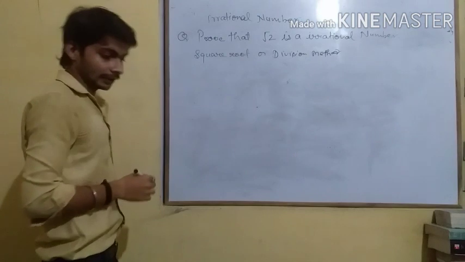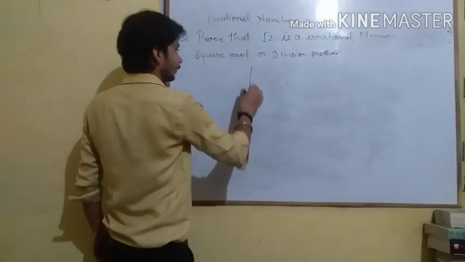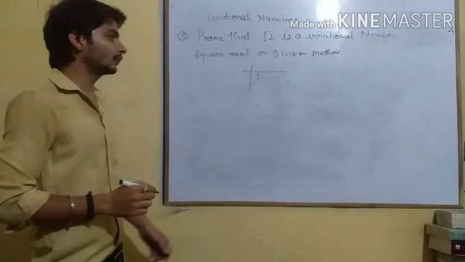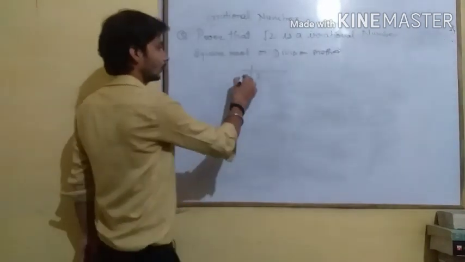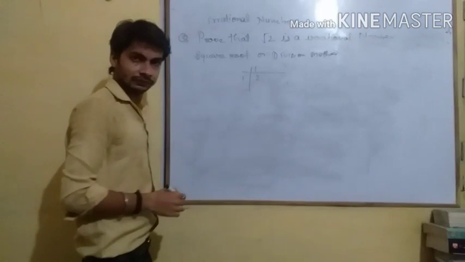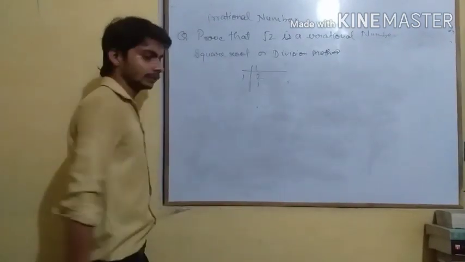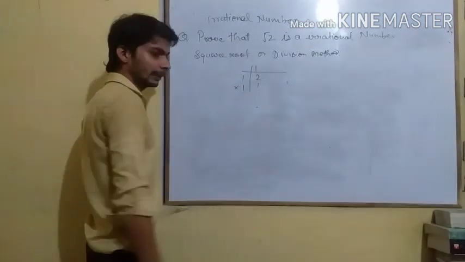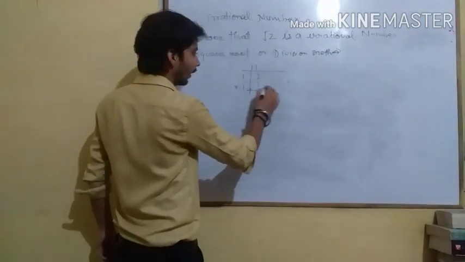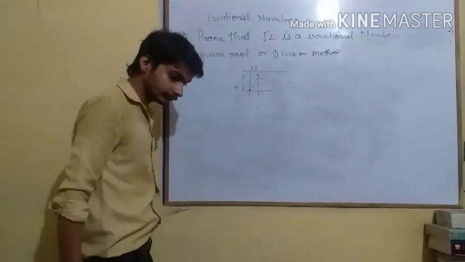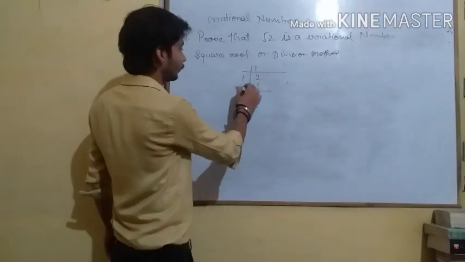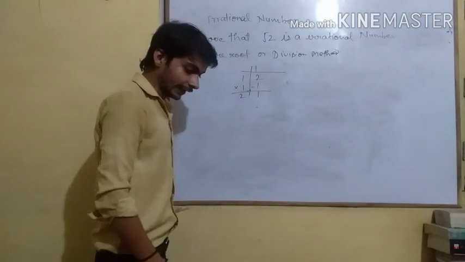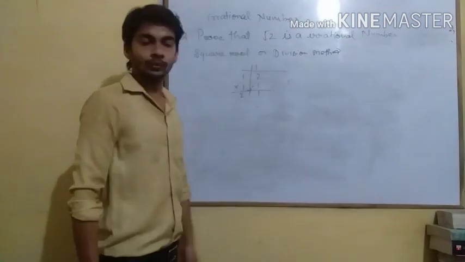The division method. In this way, first write the 2. Now the square less than the 2 is 1. 1 ones are 1. We write here 1 multiplied by 1, and after subtracting we get 1 here. Now write the 1 and 1, we get 2. The addition of 1 and 1 gets 2.